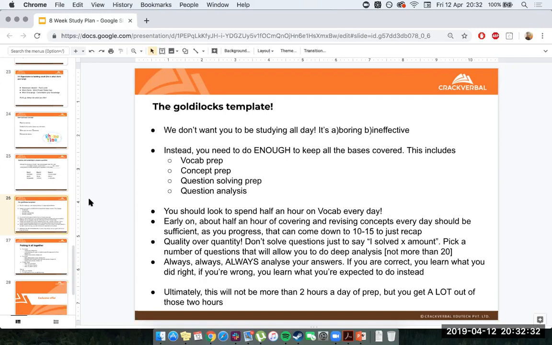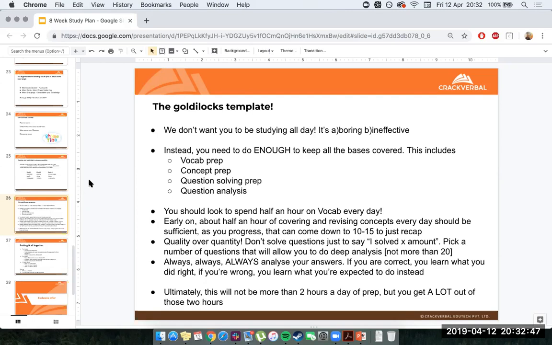At a certain point, your brain doesn't take in the information anymore because it's super boring, right? So what do you need to do instead? You need to do enough. So you need to not do too many, but not do too few either. You need to do enough to make sure that you hit all of those base points that we spoke about.